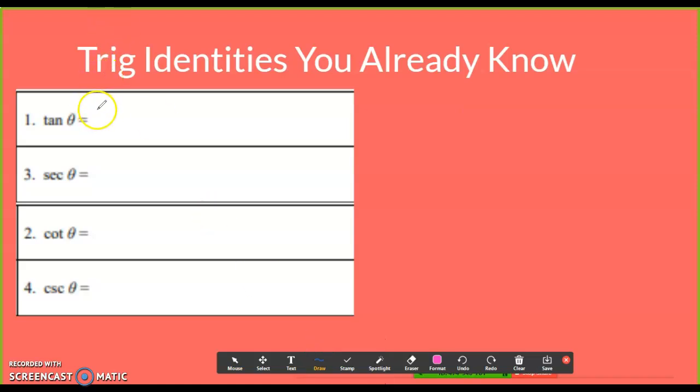Okay, let's recall that tangent of theta is the y divided by the x when we're looking at the unit circle. Well, think about what y is on the unit circle. Y was equal to the sine of theta, and x was equal to the cosine of theta. So for henceforth and forevermore, we now have a new identity, that the tangent of theta is equal to the sine of theta divided by the cosine of theta.